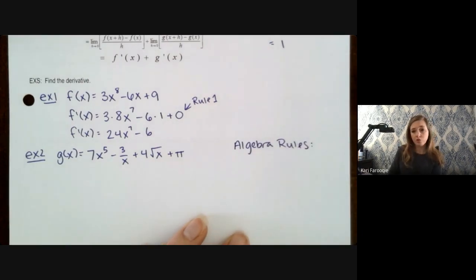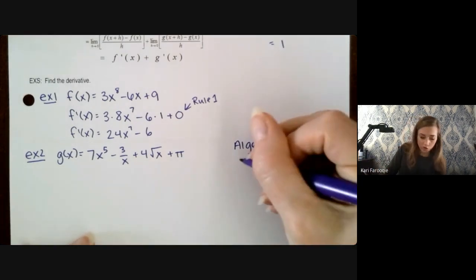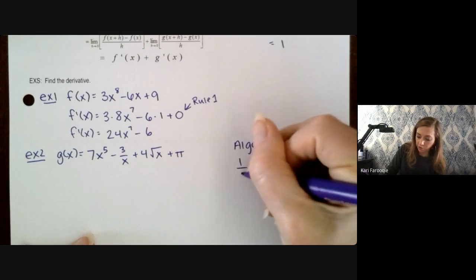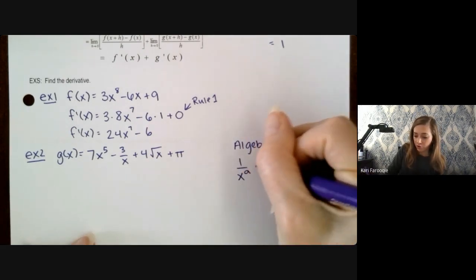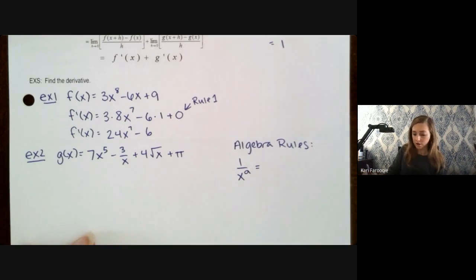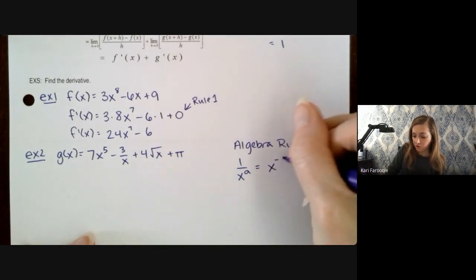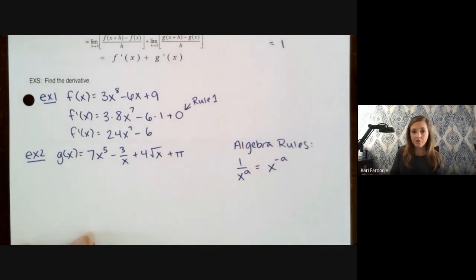So before we take a derivative, we need to make sure that our expression is set up so that we can fit it to the rules we have. So we're going to have to rewrite it before we take the derivative. I don't remember exactly what the algebra rule was, but I'm going to put in my own little variation of this here. 1 over x to the a power is just x to the negative a. So that was an algebra rule.